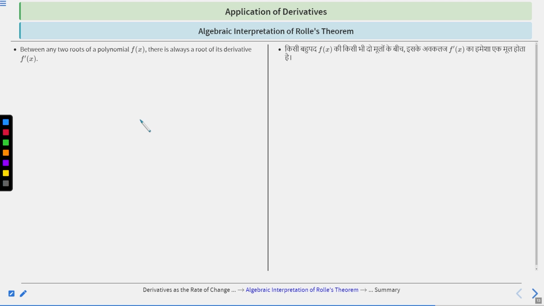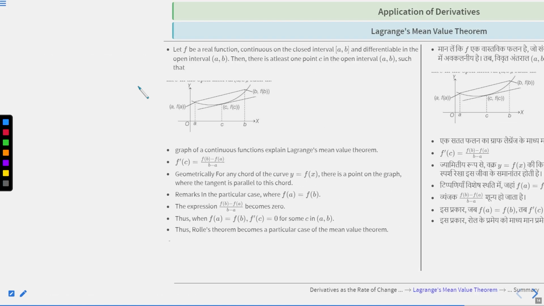So let's move to the algebraic interpretation of Rolle's theorem. Between any two roots of a polynomial function f(x), there is always a root of its derivative f'(x), right? So between any two roots of the polynomial function f(x), there is always a root of its derivative f'(x). Clear? You have to keep this in mind.